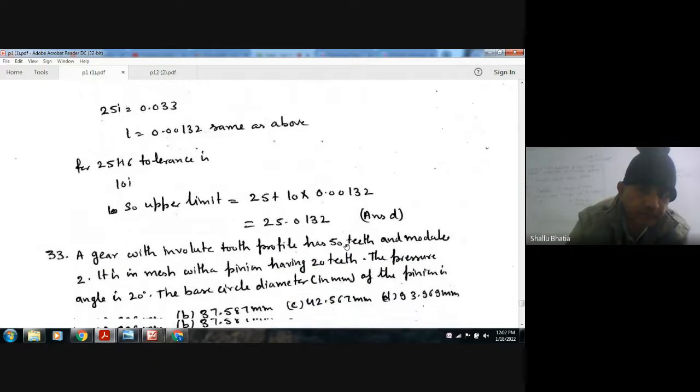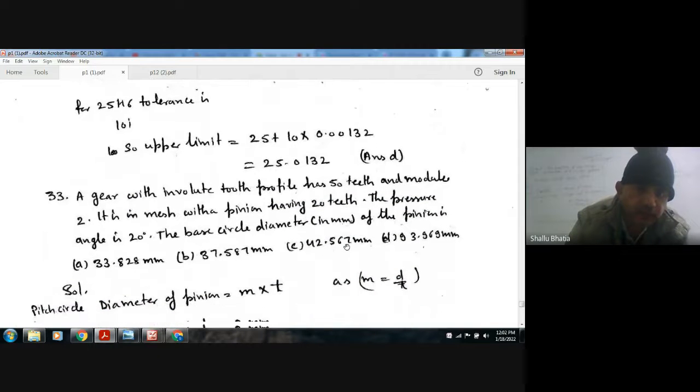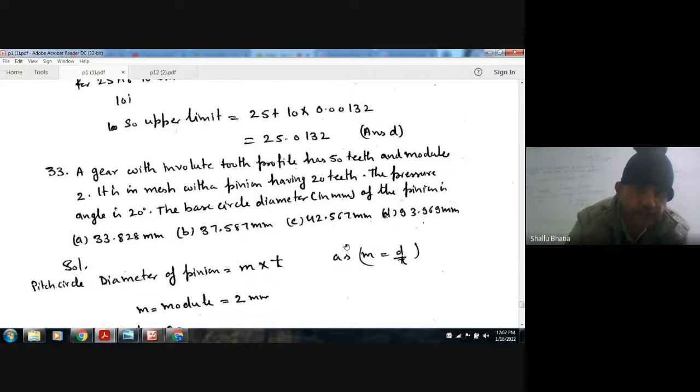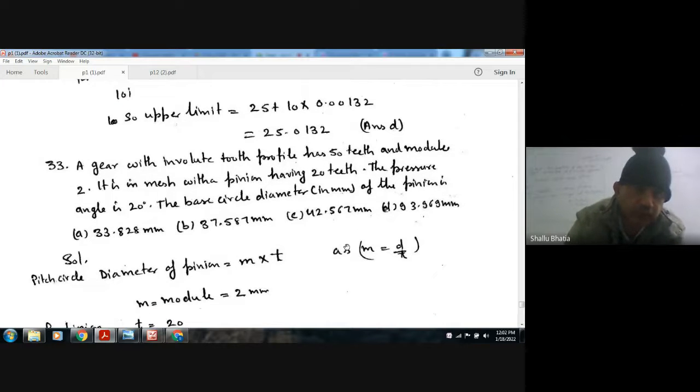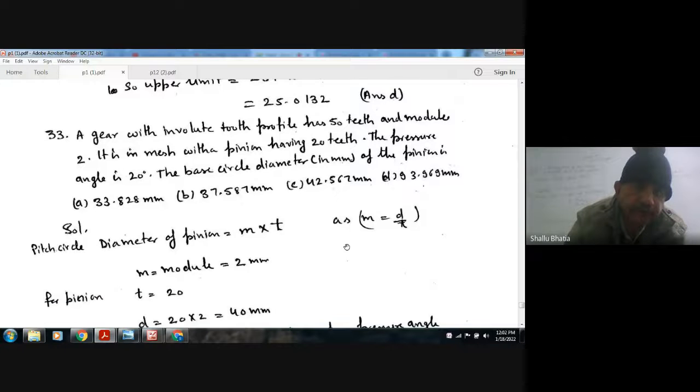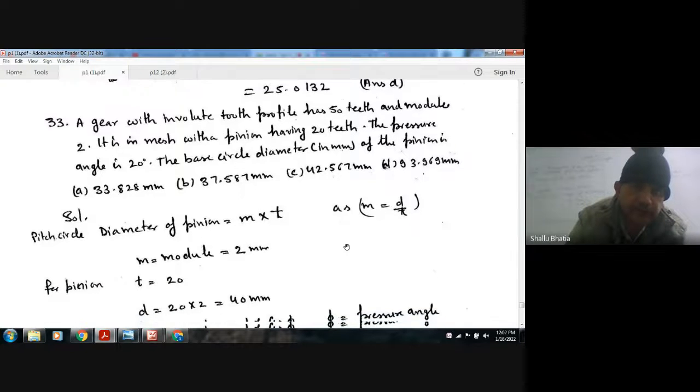Next, a gear with involute tooth profile has 50 teeth and module 2. It is in mesh with a pinion having 20 teeth. The pressure angle is 20 degrees. The base circle diameter in mm of the pinion is? The gear has 50 teeth and its module is 2, so we can find out its diameter.